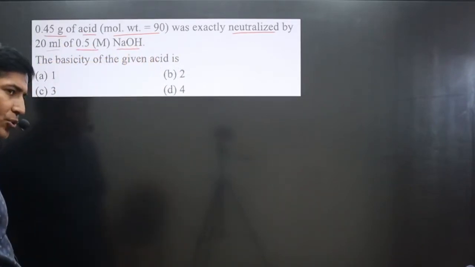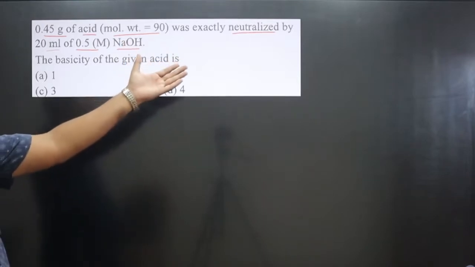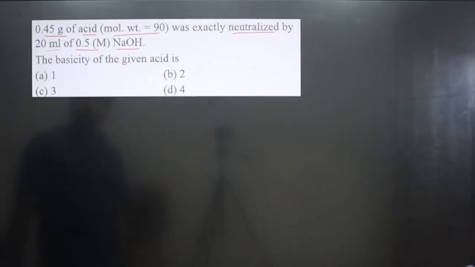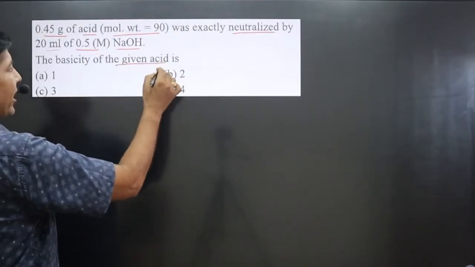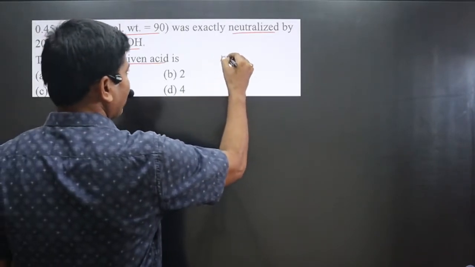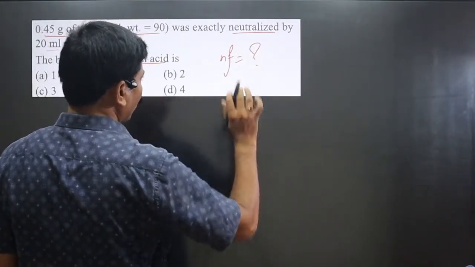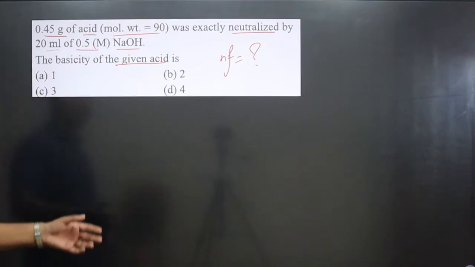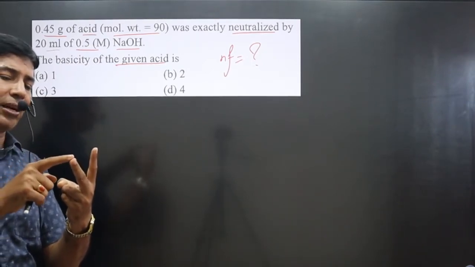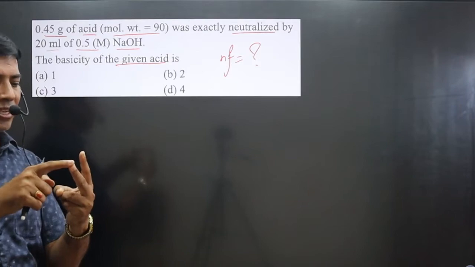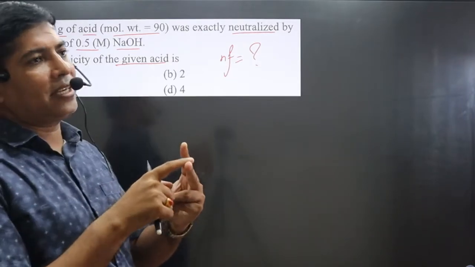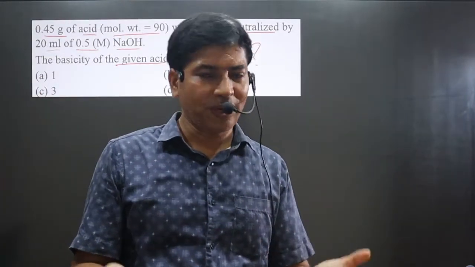Strong base is there. Okay, so an acid-base reaction is taking place, meaning a neutralization reaction is taking place. The question asks for the basicity of the given acid, meaning we have to calculate the n factor value for the acid. Okay, so it's a very simple concept. The two substances are there and we can equate their milliequivalents. Equivalents of acid is equal to equivalents of sodium hydroxide.